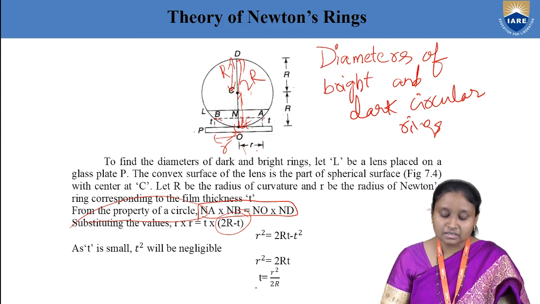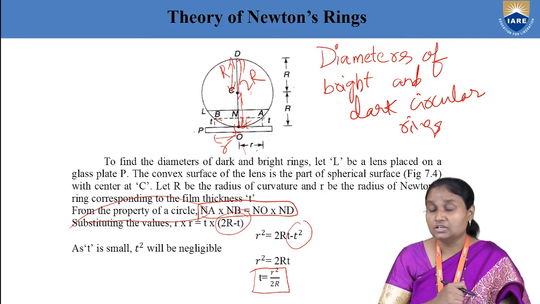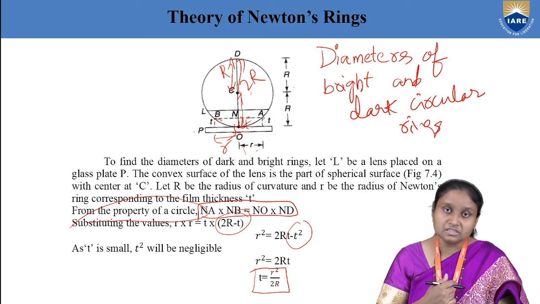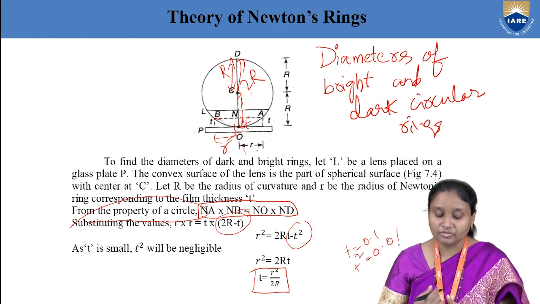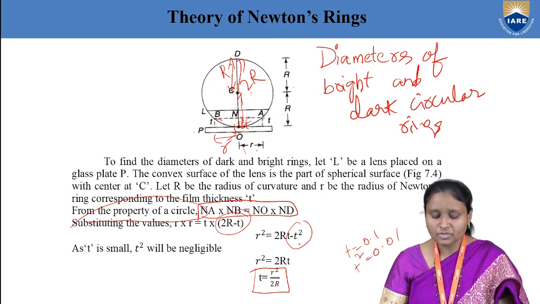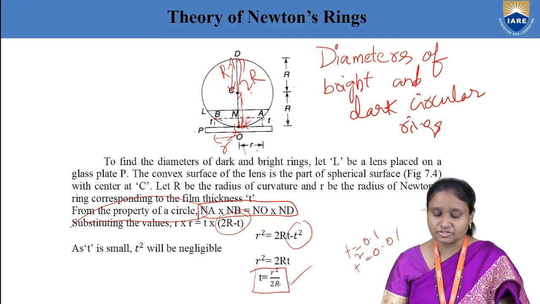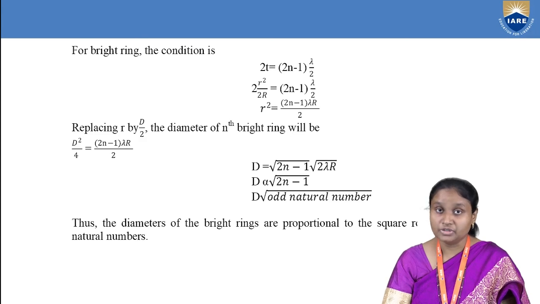And if we rearrange the terms, we'll end up having the thickness of the air film. See, we are neglecting T square in this because T square is very, very small. We are taking the thickness of the air film to be very, very small, and if we square it, that value will be still smaller. Suppose the thickness of the air film is 0.1, then if we square it, we end up having 0.01. So it will be a very, very small value. Just for simplification, we can neglect this term. So we got the thickness of the air film in terms of the radius of the circular ring as well as the radius of curvature. And this particular thing I am going to use in order to find the diameter of the bright and dark rings.